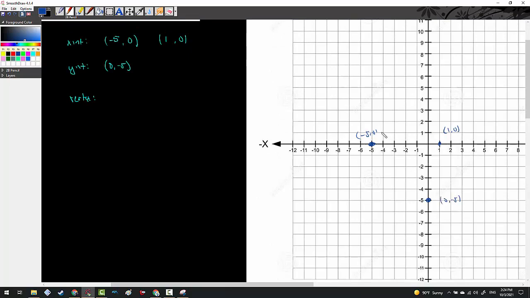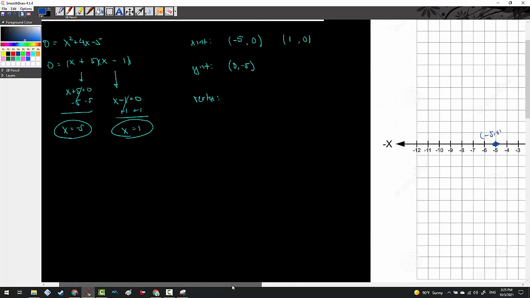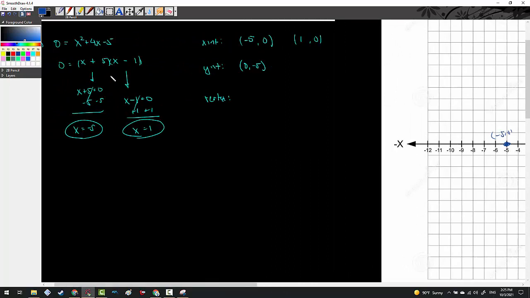So if I was a betting person, I would guess my vertex is on the left side of the y-axis, because I'm more heavy on the 5 than I am on the 1. So as we saw with the water balloon toss, the vertex was always in the dead center of the parabola. And so what I'm going to do is average the x coordinates of my x-intercepts here. So I'm going to say negative 5 plus 1, and I'm going to divide them by 2. So that's the average distance between them. And so that's going to be negative 4 over 2, and that's going to be negative 2.